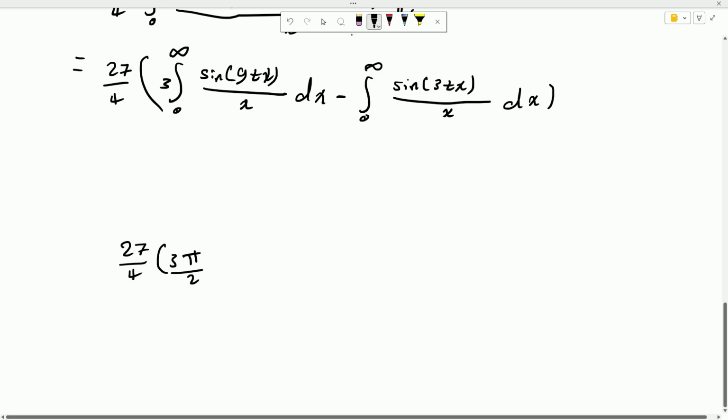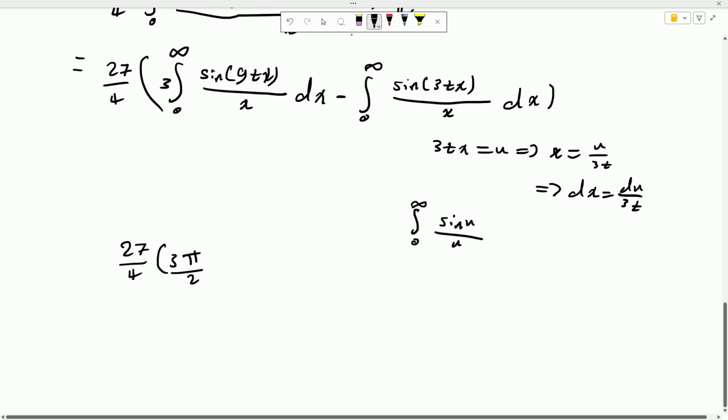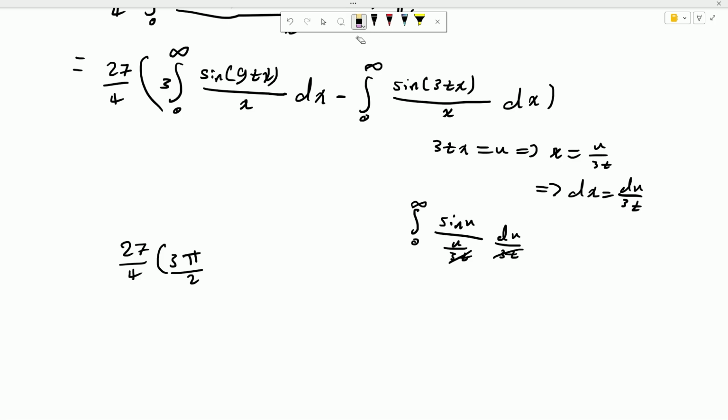The 9 just became a 3, so if we let 3tx be u, this will give us that x is equal to u by 3t, which implies that dx is equal to du by 3t, which gives us the integral, the boundaries have not changed, from 0 to infinity of the sine of u over u by 3t, and of course integration with respect to u. Our dx became du over 3t, so the 3t also cancels out with the 3t, and again we are left with the same integral, which converges to pi by 2.